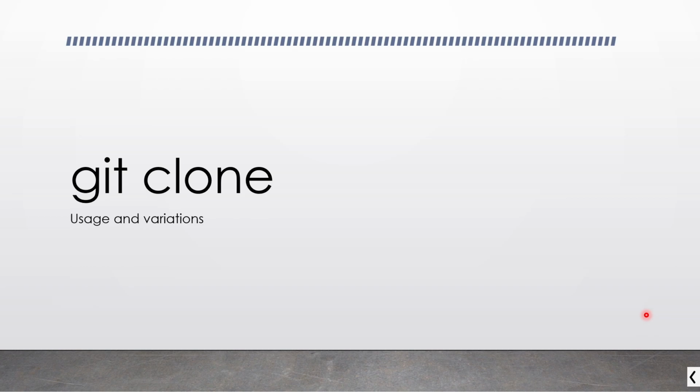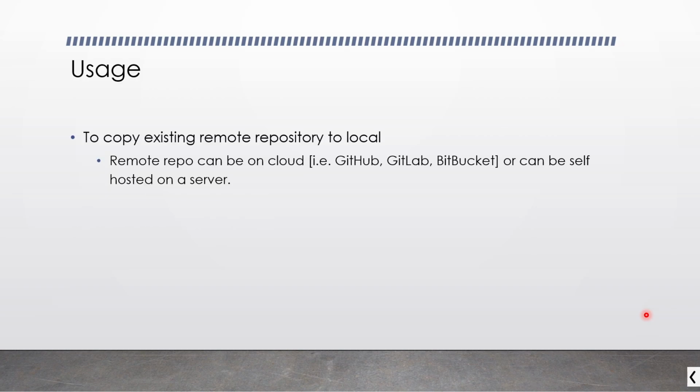Today we are going to look at the git clone command, its uses and the different variations that you can utilize with the git clone command. First thing is uses. The use of the git clone command is to copy an existing remote repository to the local system. Now this remote repository can be in the cloud, like in GitHub, GitLab, Bitbucket, or it can be self-hosted on any kind of server location.